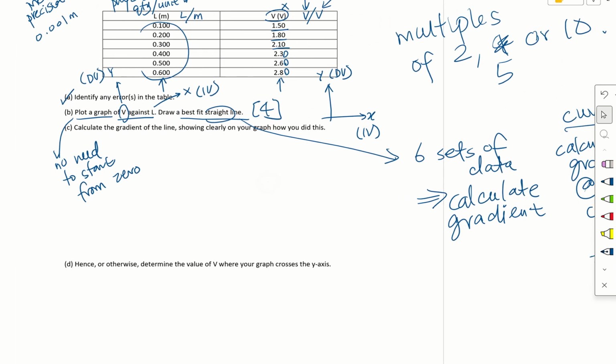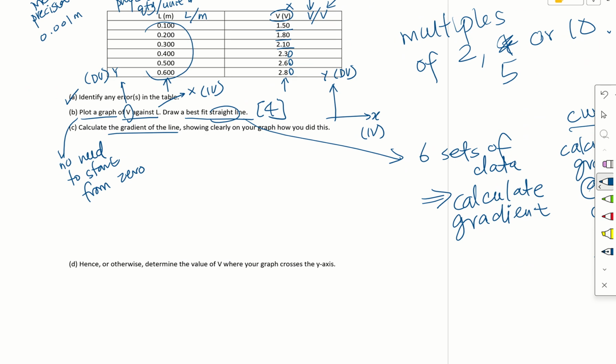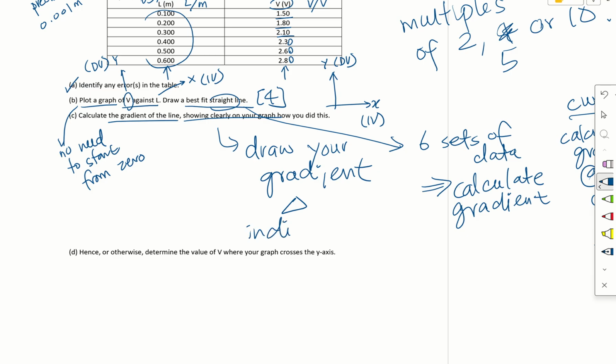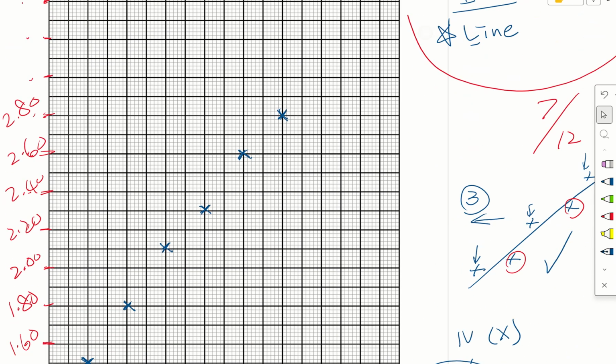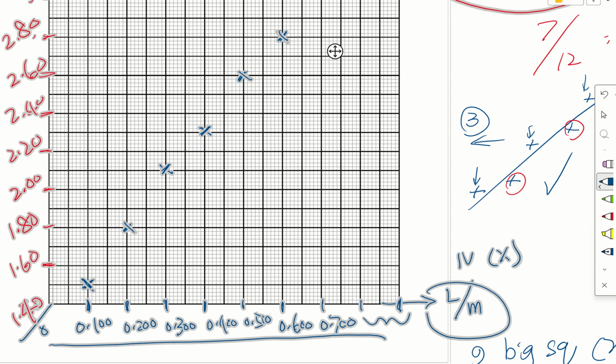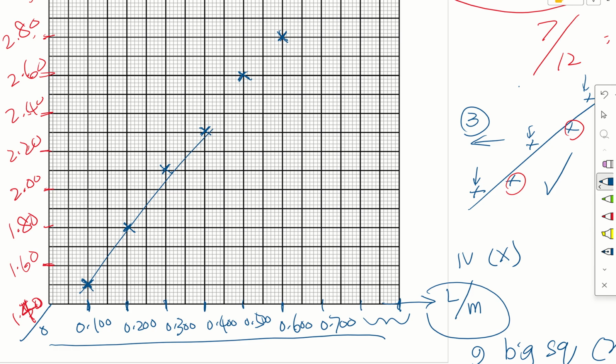Okay, so now they want us to calculate the gradient of the line, showing clearly on your graph how you did it. This showing clearly on the graph means you need to draw your gradient triangle, and you need to indicate the coordinates. So this is show. So what do I mean? After you have drawn your best fit line, I'm just going to draw my best fit line, something like that. So this is your best fit line.